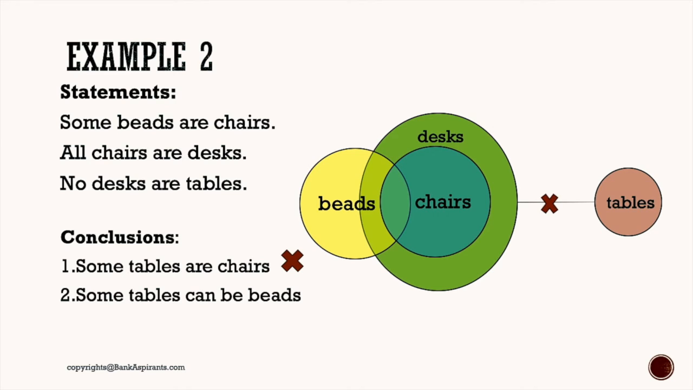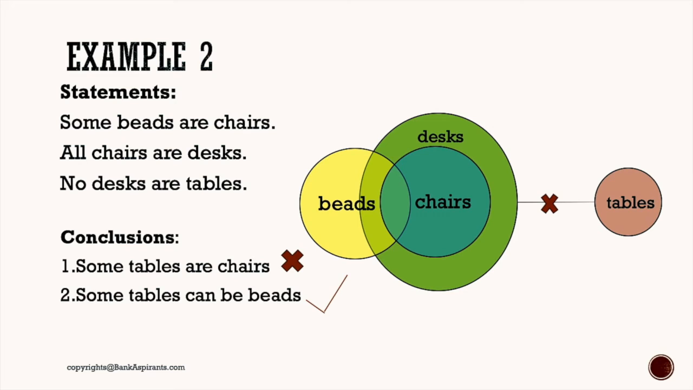See, from the question, you see there is no direct relationship between beds and tables, and also only some part of beds are inside desks. As I have already told you in that slide itself, some part of beds are inside desks. So there can be a possible relationship between beds and tables. So some tables can be beds follows. So it is true. Okay, do you get this point now?